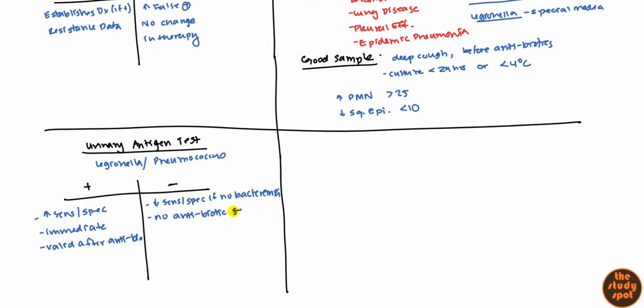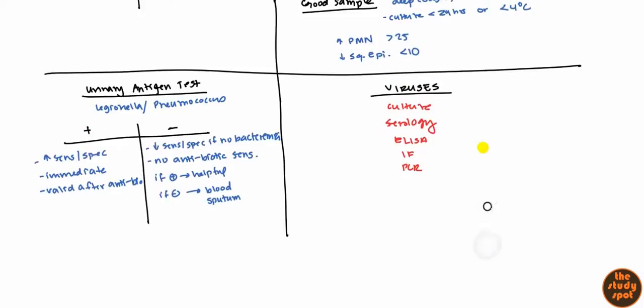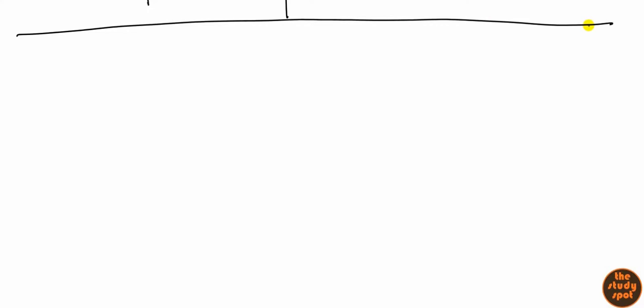Also, you can't check for antibiotic sensitivity, of course, because it's not culturable. And if it's positive, that's pretty helpful. But if it's negative, then you probably still want to do a blood and sputum sample. So negatives don't really help you too much. Now, for viruses, what you can do is culture, serology, ELISA, immunofluorescence, and PCR. So those are what you do for viruses. So now what we'll do is go ahead and discuss the management.